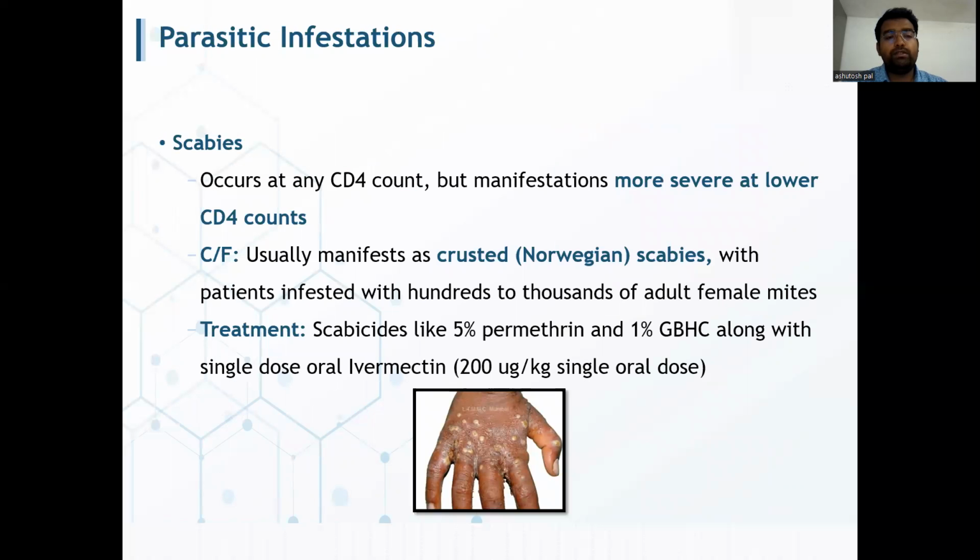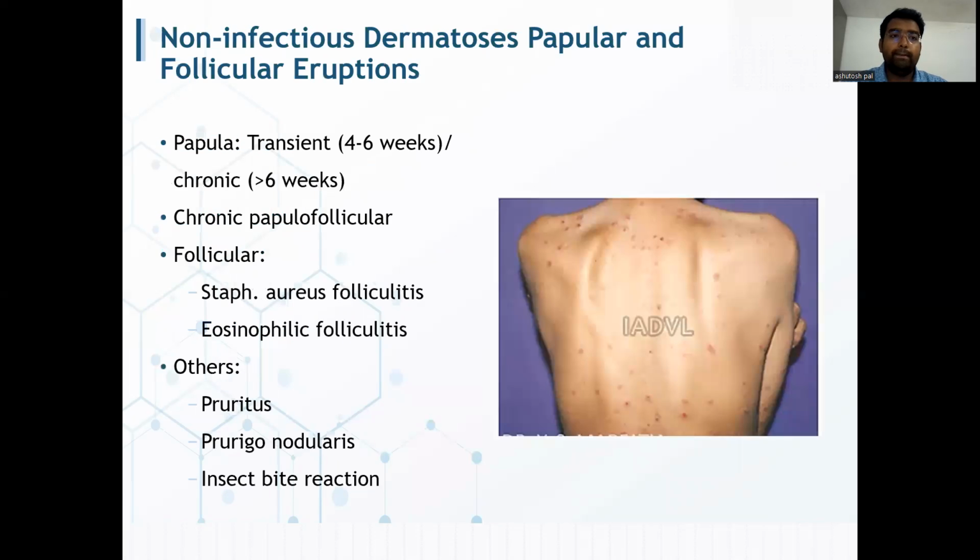Now, parasitic infections like scabies are more severe at lower CD4 counts. Usually, there are 10 to 15 mites affecting a single adult individual, but in this case, millions of mites would affect this immune compromised person and would manifest as crusted scabies, also called Norwegian scabies. The treatment is scabicides like permethrin and GBHC along with a single dose of oral ivermectin.